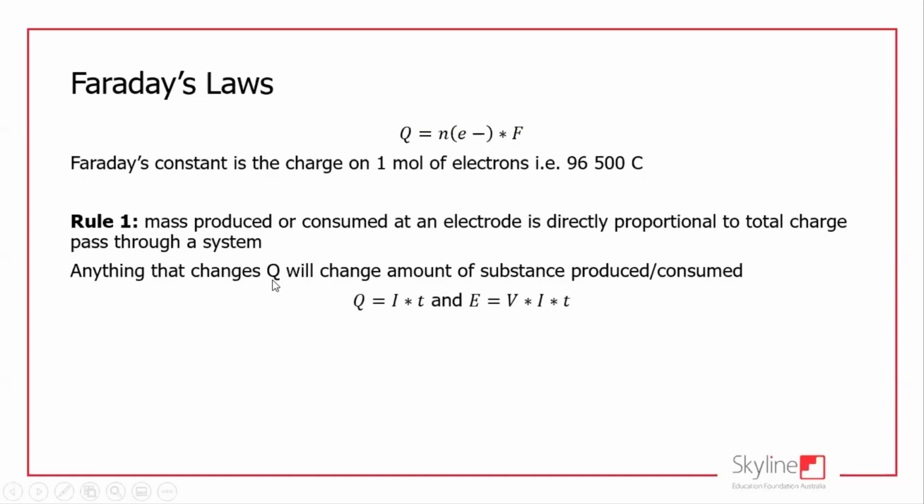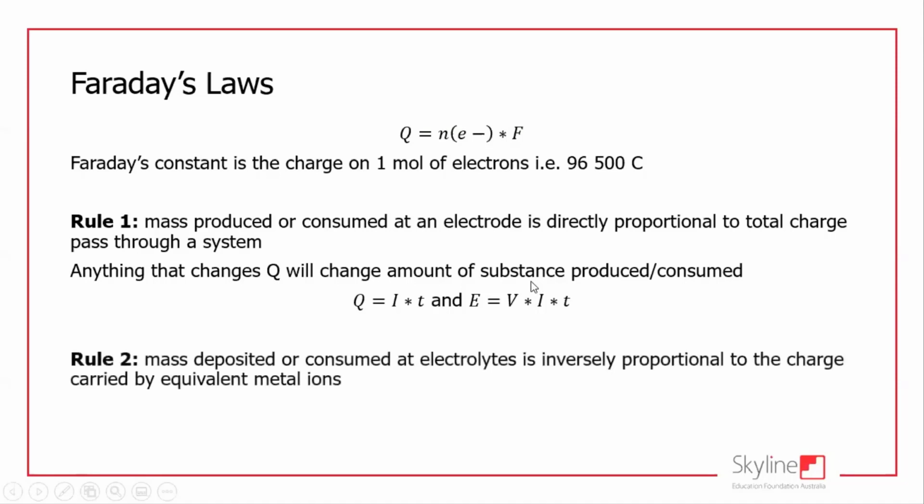So Q equals IT and E equals VIT. Those are just equations that are on your data booklet. Rule number 2: mass deposited or consumed is inversely proportional to the charge carried by equivalent metal ions.